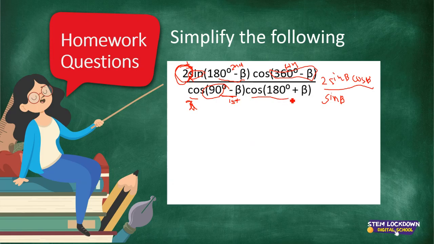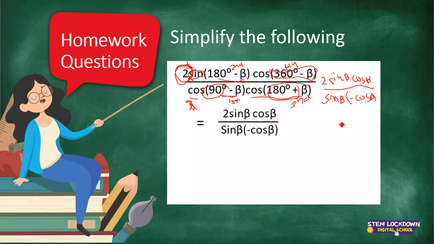Then we have our cos of 180 plus beta. 180 plus beta is quadrant 3. Cos is negative in quadrant 3, and so we will multiply by minus cos beta. Right? That is what our second step will look like.